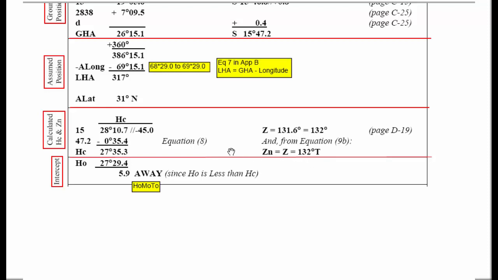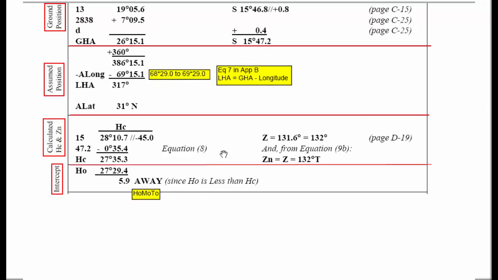Our next step then is to calculate the intercept, that is the distance from the assumed position to your observed line of position. And to do that, we're going to take the difference between HO and HC. Well, right here you see that the degrees are the same, the minutes are different, so 35.3 minus 29.4 is 5.9, and we have this word here, away.